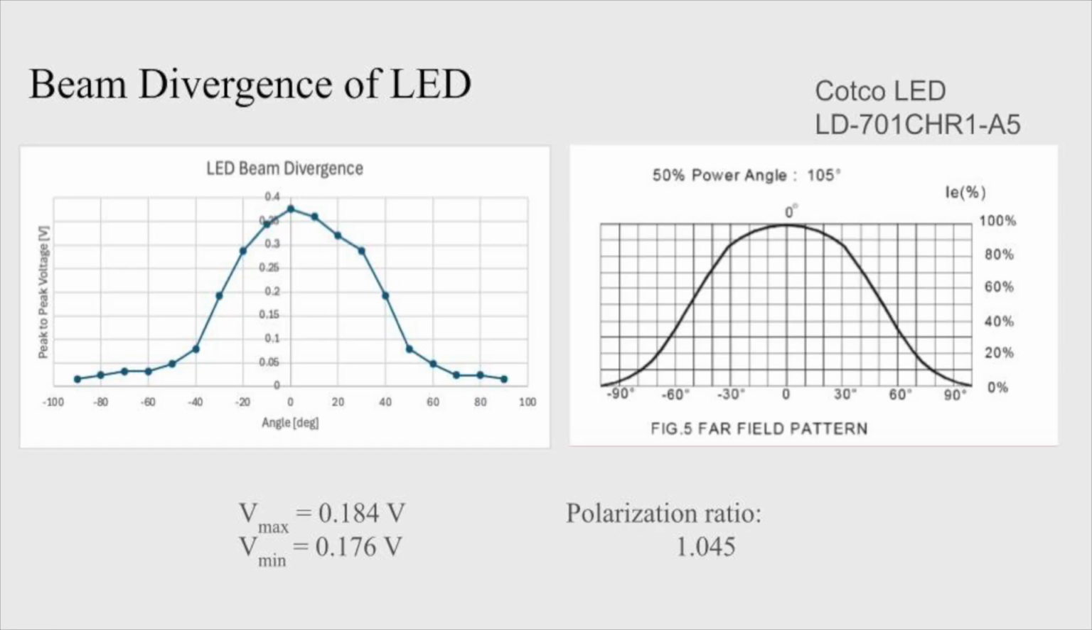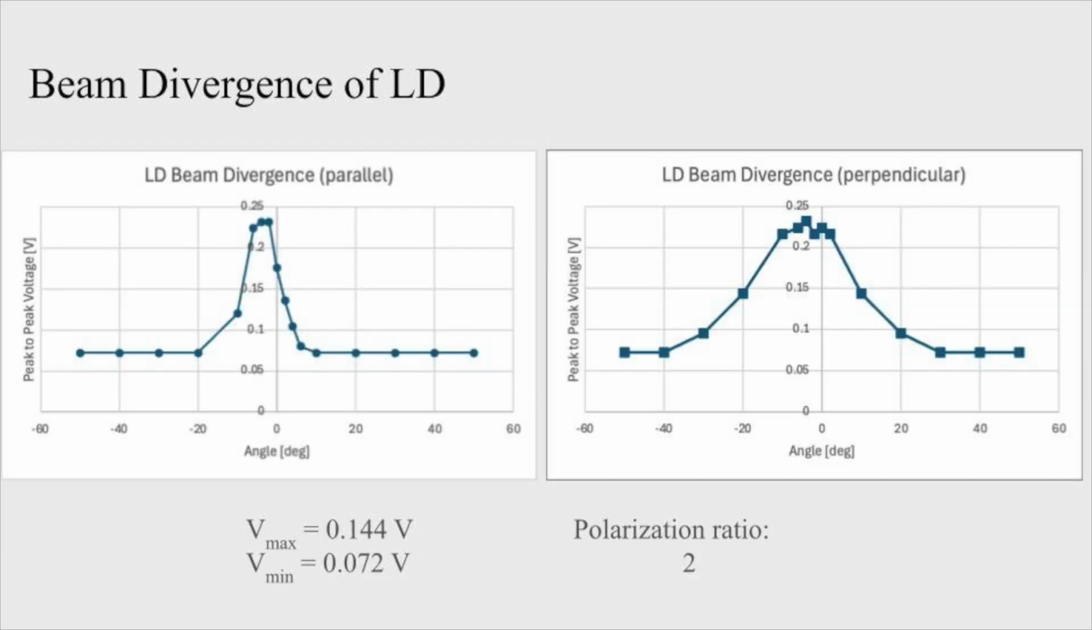Additionally, we added a linear polarizer to the resistor and found maximum and minimum transmission, which we used to calculate the polarization ratio, which was close to 1, indicating that the LED is largely unpolarized. We repeated this experiment with the laser diode in 2 orientations, with the polarizer horizontally and vertically aligned. These graphs are seen here. As you can see, the divergence occurs over a much shorter angular region than for the LED. Again, we found the polarization ratio, which was 2, indicating that the LD is significantly polarized and certainly more highly polarized than the LED.